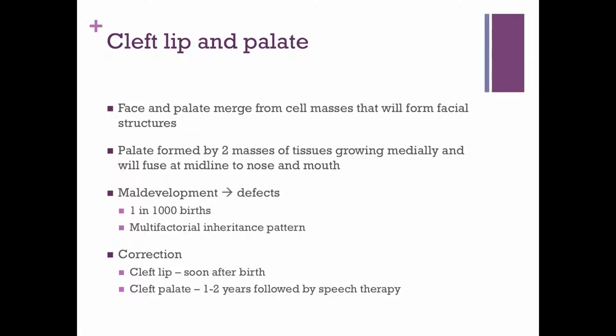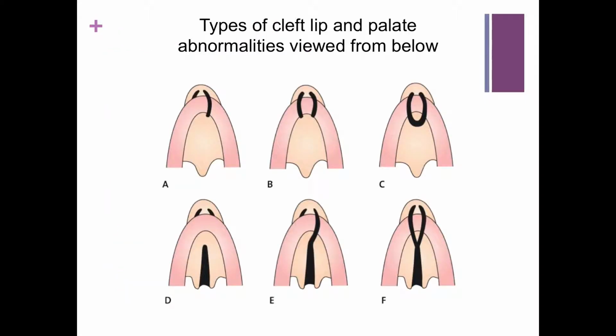Because of the soft tissues involved in cleft lip, this can be corrected very soon after birth. But because of the nature of the tissues making up the hard palate, a cleft palate won't be surgically corrected until 1 to 2 years after birth. And then they will work with a speech pathologist, who not only will help them to acquire speech patterns, but also aid in swallowing and other things we kind of take for granted with regards to the mouth.